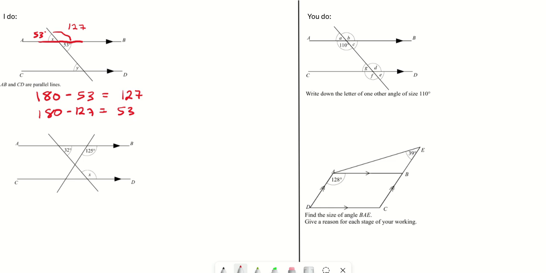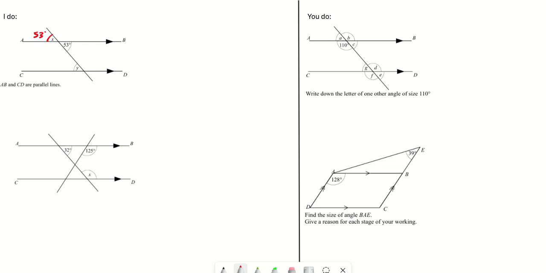And I've proved it to you, but there is a rule here. When we have two straight lines through each other like this, they are vertically opposite angles, and vertically opposite angles are equal. So X is 53 because vertically opposite angles are equal.